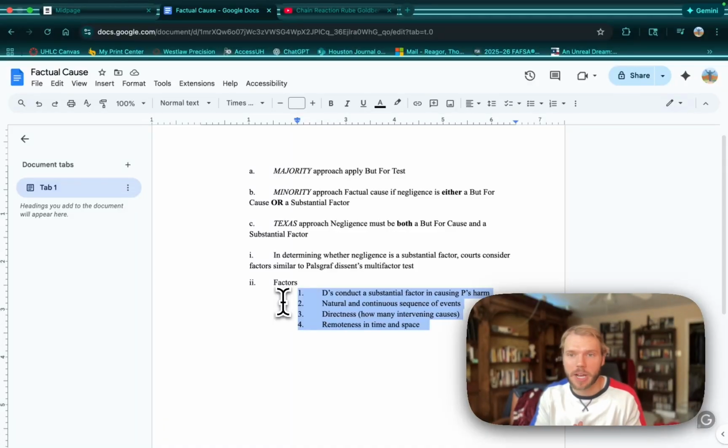So I hope this was helpful. I hope you crush it on your torts exam. And again, this was my experience. I do feel like discussing these Palsgraf dissent factors really appealed to my torts professor. Hopefully you have the same experience, but at the end of the day, you need to know your professor, and that's a case-by-case basis. But I leave that up to you.